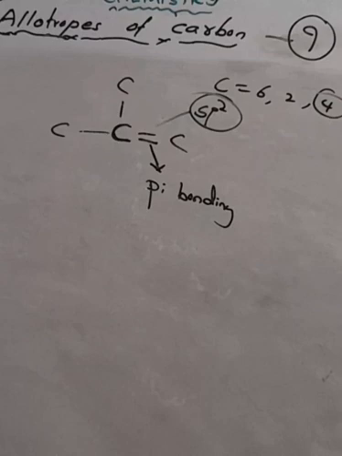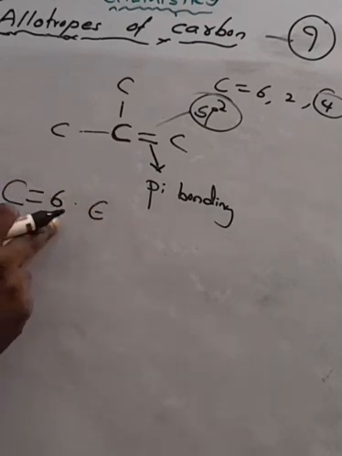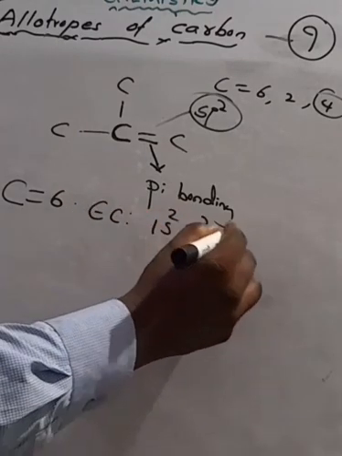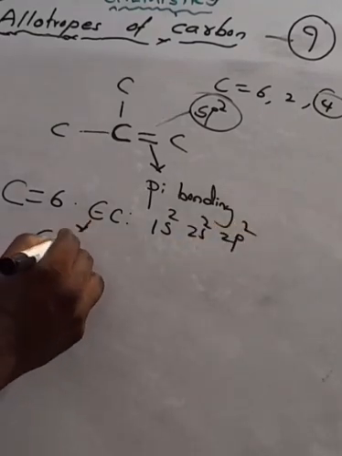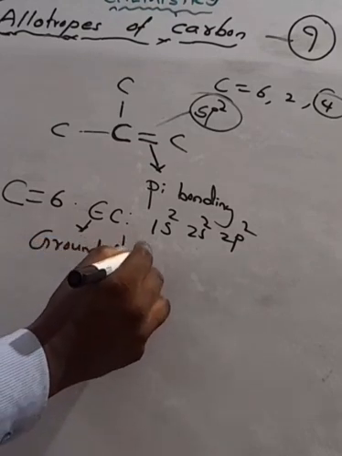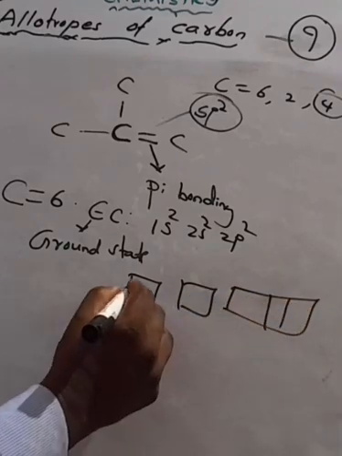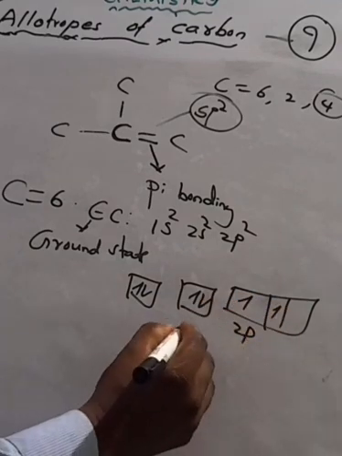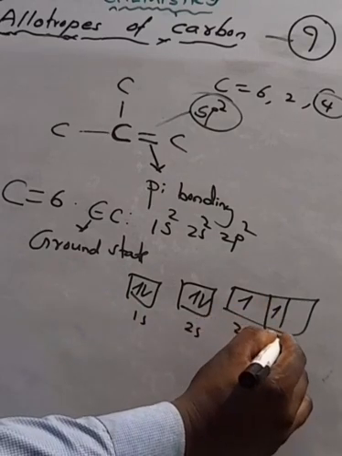Before that we have to write the electronic configuration of carbon. The atomic number of carbon is 6. The electronic configuration, which we already learned, is 1s2, 2s2, 2p2. This is the ground state. 1s has 2 electrons, 2s has 2 electrons, and 2p has 2 electrons, accommodated singly: 2px has 1 electron, 2py has 1 electron, and 2pz has no electron.